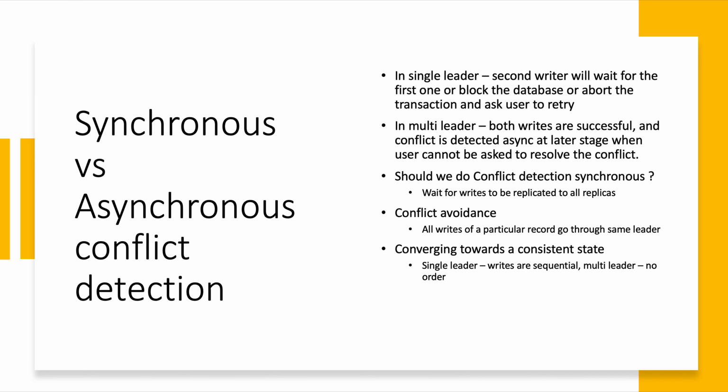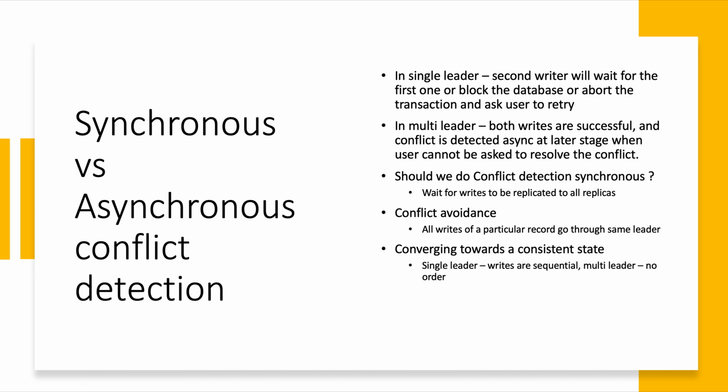So in single leader replication, the second writer will wait for the first one, or will block the database, or it aborts the transaction and then asks the user to retry. But in case of multiple leader replication, both writes are successful, as we saw in the previous example, and the conflict is detected asynchronously at a later stage when we cannot even ask the user to resolve the conflict. So what should we do?